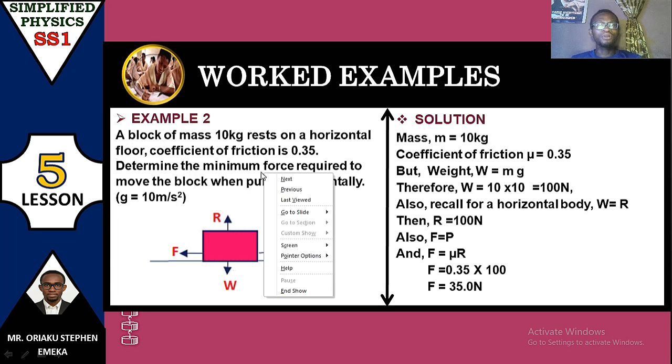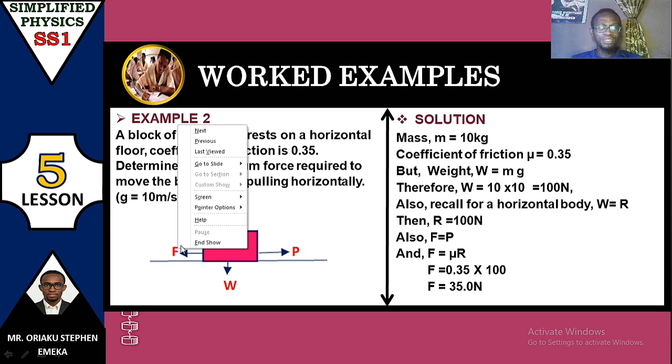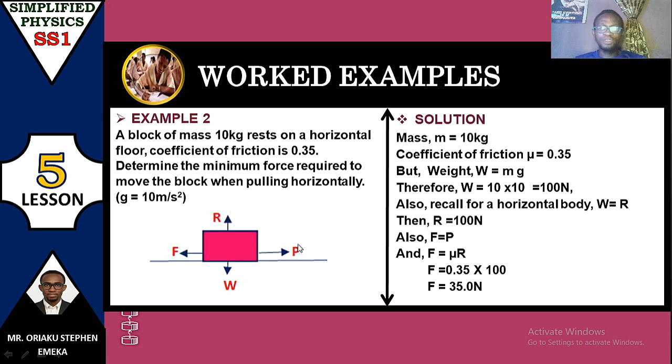Okay. Now the second example: we have a block of mass 10 kg resting on this surface. We want the minimum force required to move the box when it's pulled horizontally by this force P. This is the frictional force, the normal reaction, and the weight. The mass of the box is 10 kg. Now they gave us mu to be 0.35.